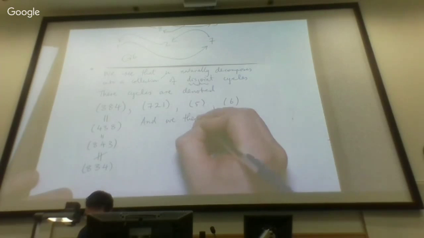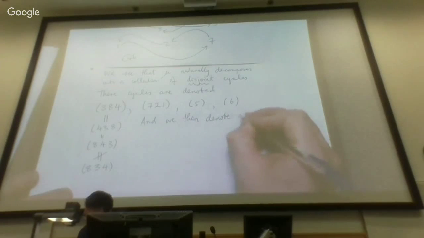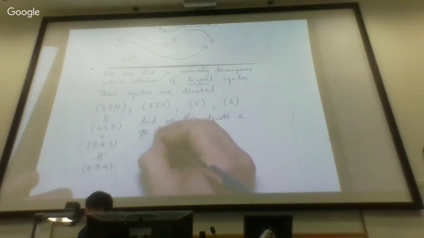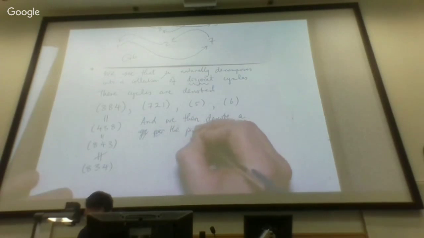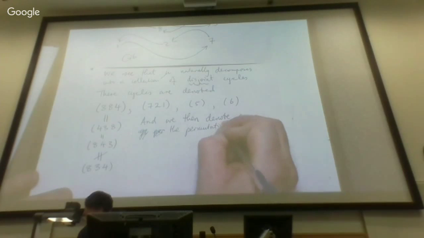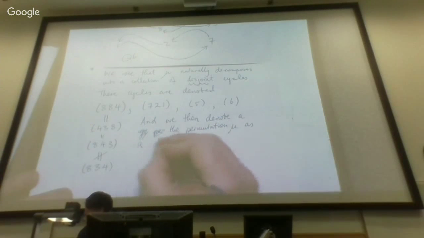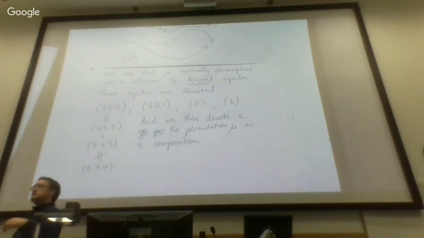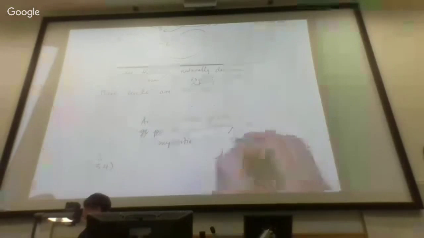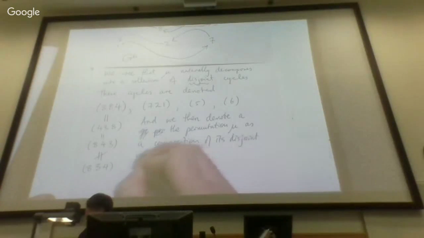And we then denote a permutation, or the permutation mu, as a composition or a product. Product, just to use the general term for the binary operation in the group, of its disjoint cycles. So mu, I can write mu is 3, 8, 4, 7, 2, 1, 5, 6.